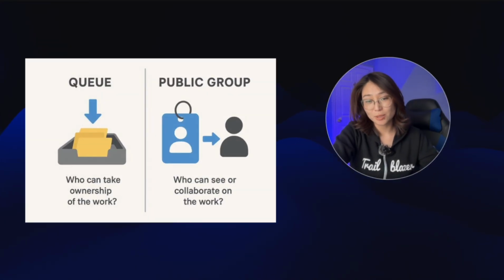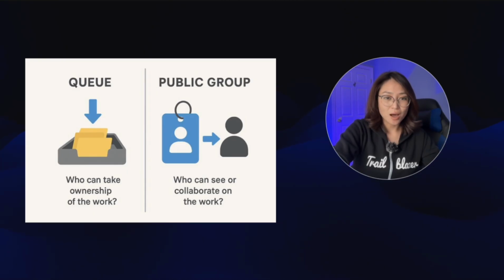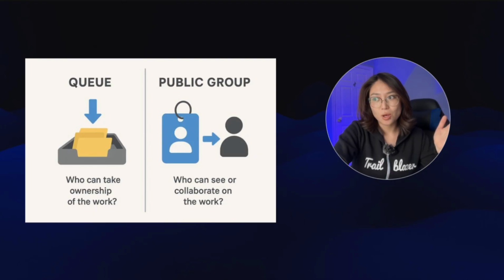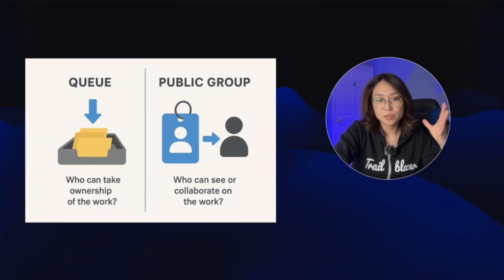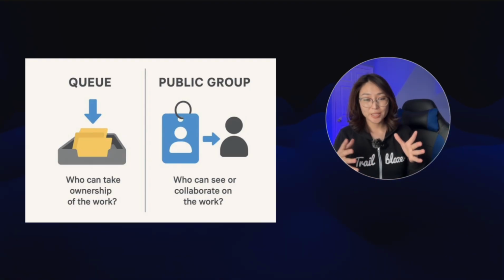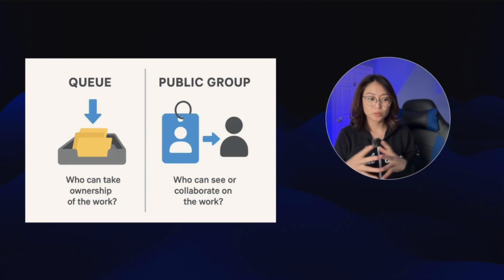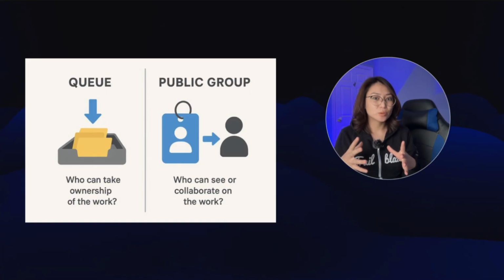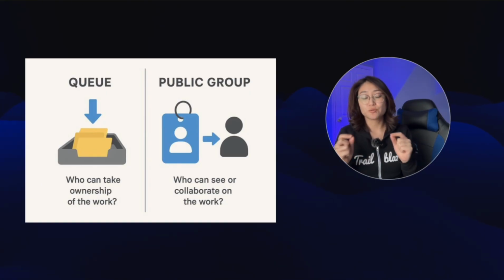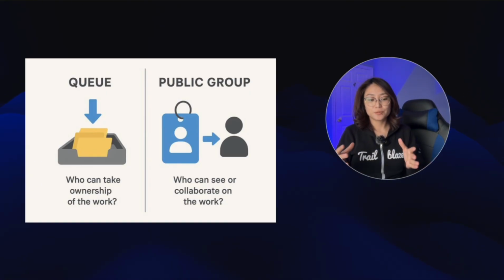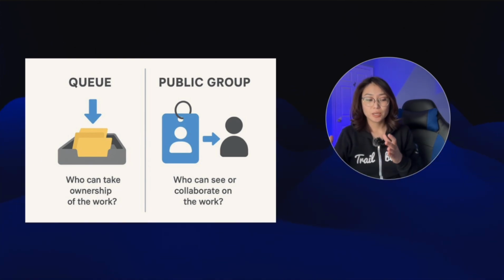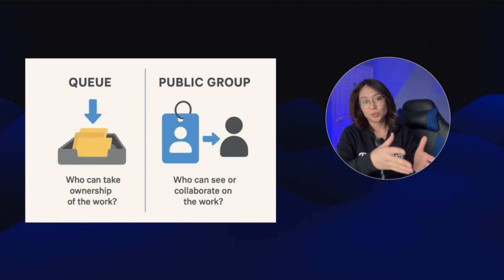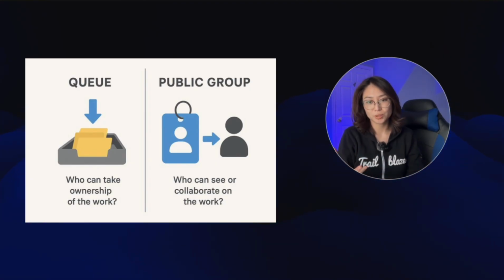And now let's talk about queues. Queues are often confused with public groups, but they solve a different problem. Queues are about ownership. A queue is a place where work goes when it doesn't belong to one specific person yet. Instead of assigning records to a user, you assign them to a queue, and then someone from that queue picks it up.